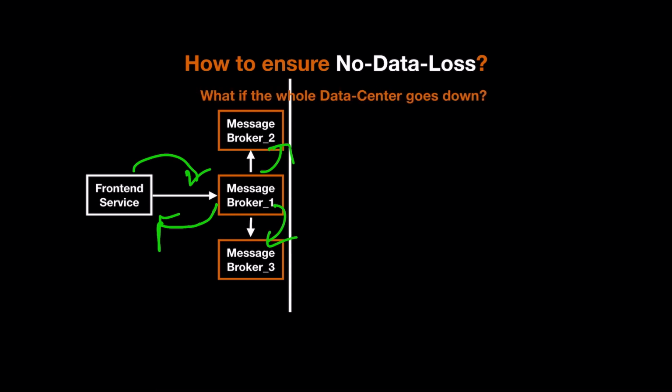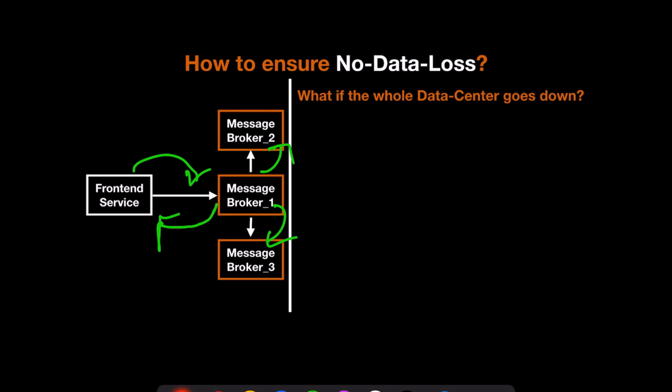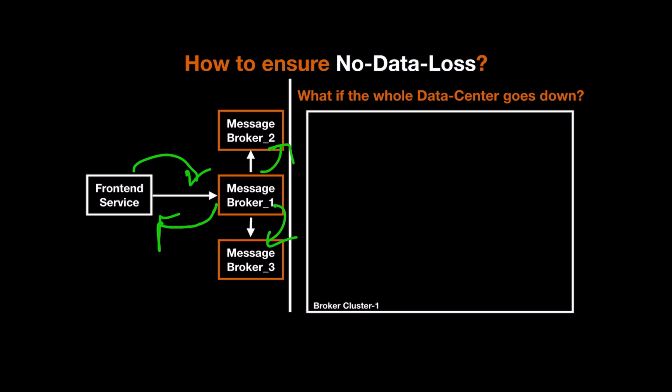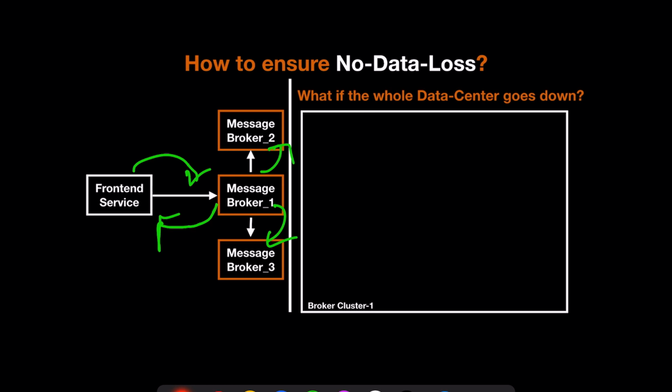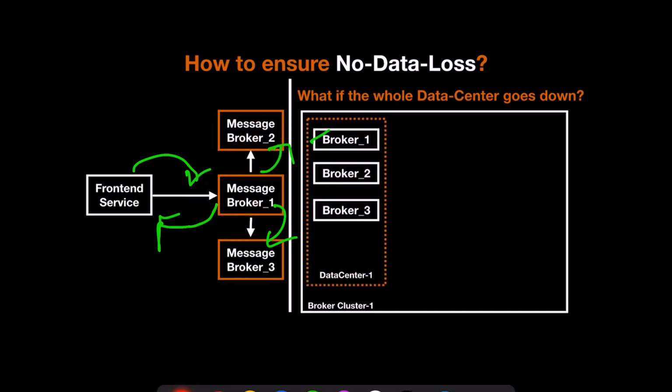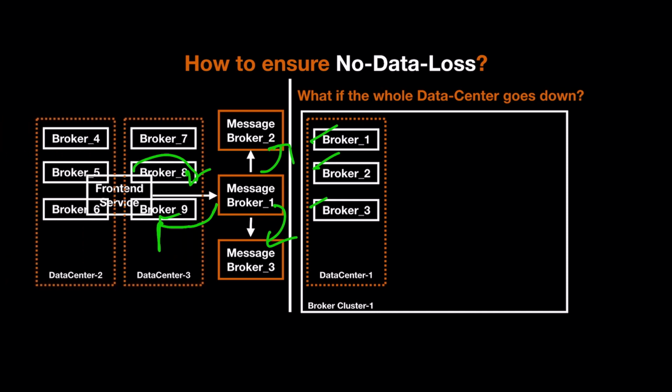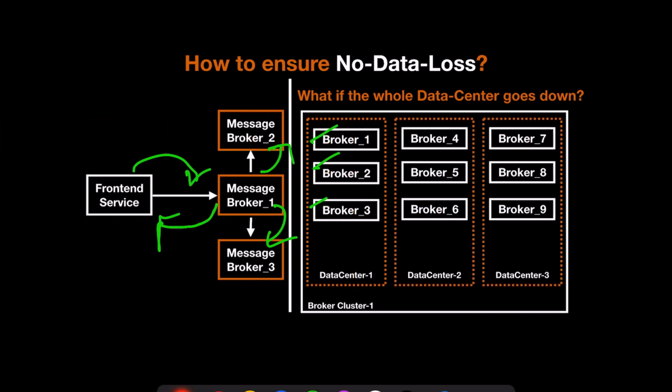Now there is another question: what if the whole data center goes down? For example, we have three backup copies in total. If the whole data center goes down, then technically our data will be lost. That's why we can utilize the concept of a broker cluster, and rather than keeping all the backup data in the same data center or availability zone, we will distribute them across different centers.